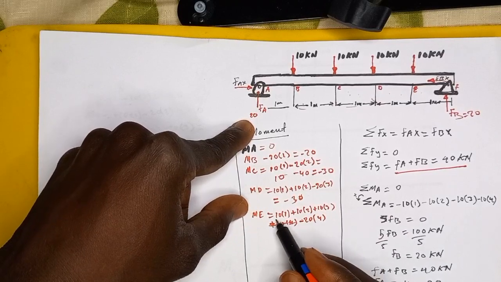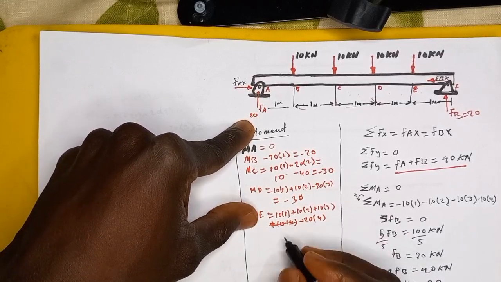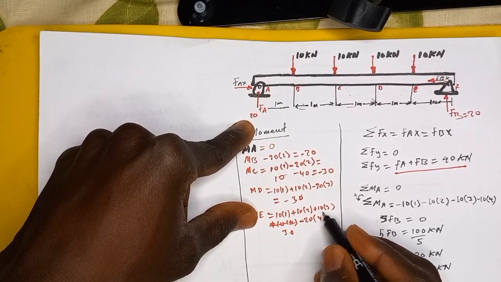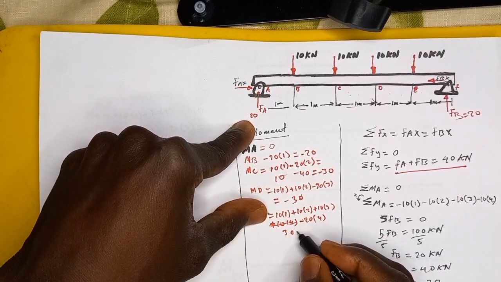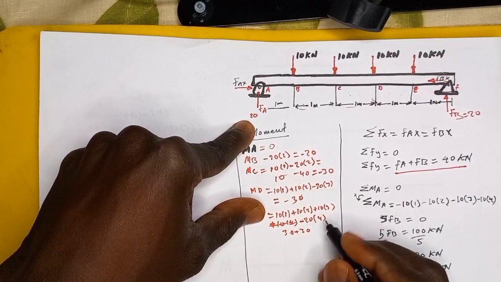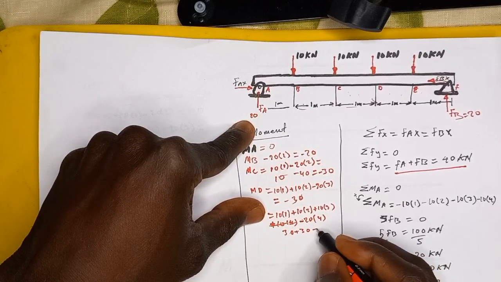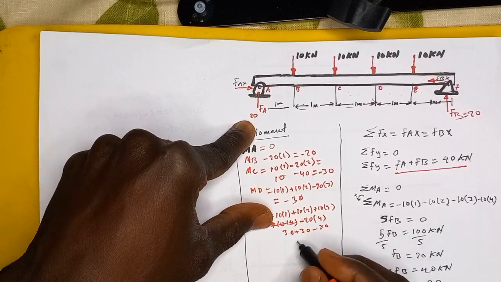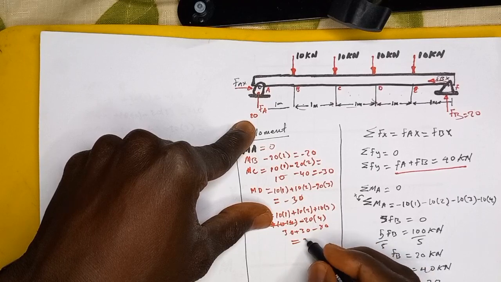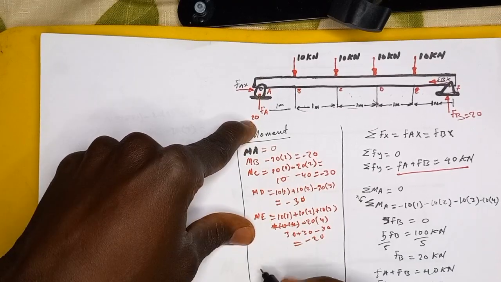So adding this together, we have 30 here plus another 30, 60, and we have 80 here. So that is going to give us negative 20. So let's continue.